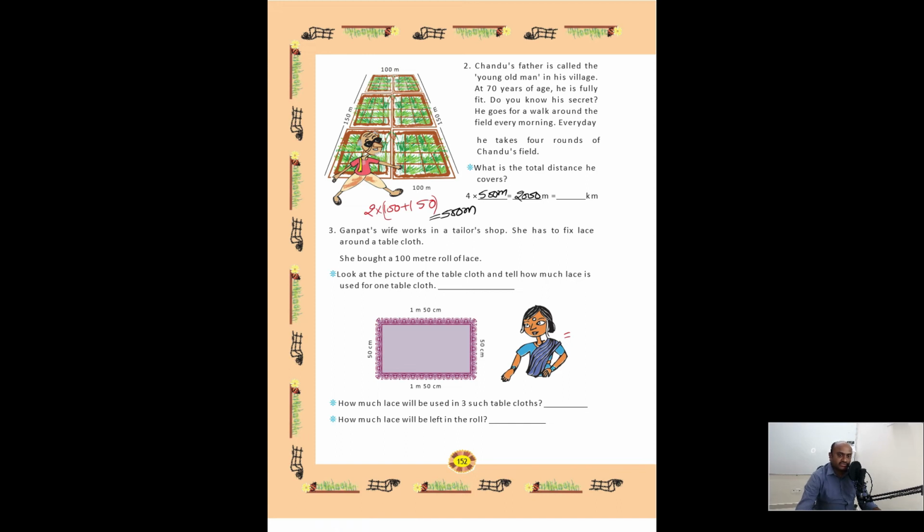So 4 into 500 meters is equal to 2000 meters, which is also equal to 2 kilometers. We know that 1 kilometer is equal to how much? Let me write it here. 1 kilometer is equal to 1000 meters.